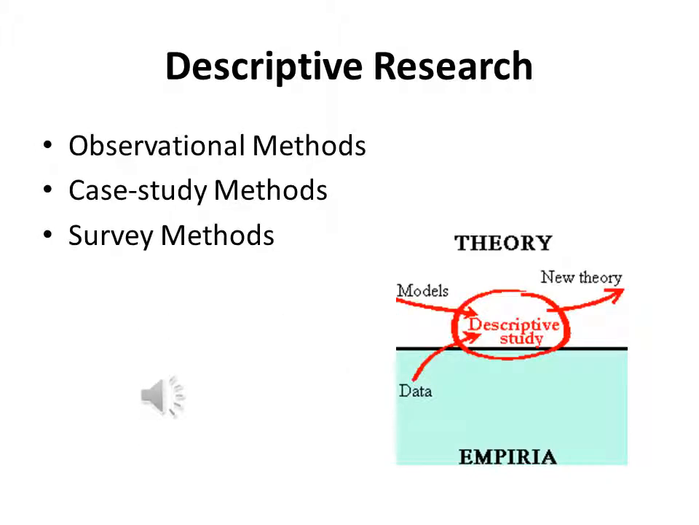Descriptive research methods are pretty much as they sound. They describe situations. They do not make accurate predictions, and they do not determine cause and effect. There are three main types of descriptive methods: observational, case study, and survey. The first we're going to talk about is the observational method.